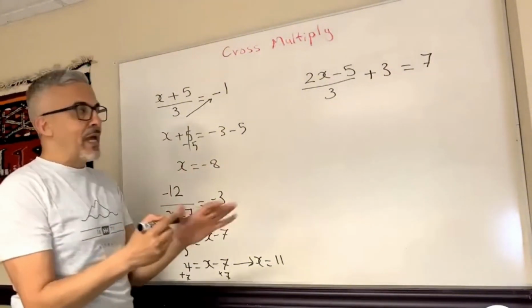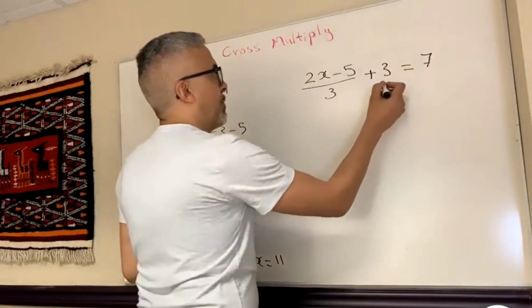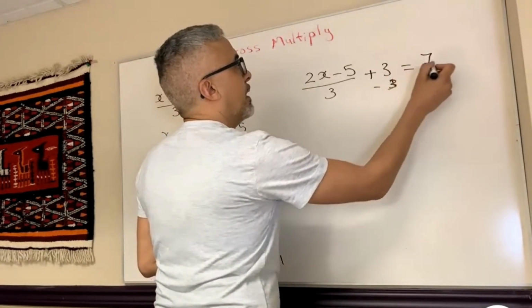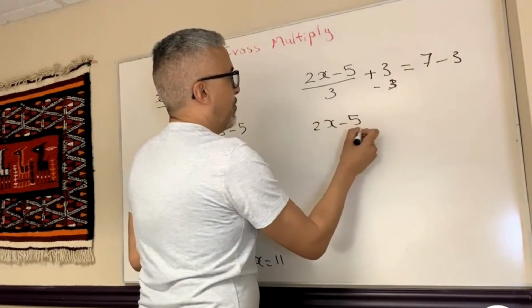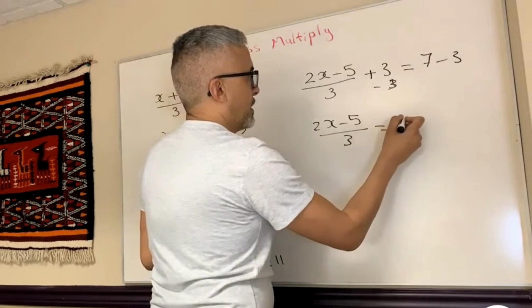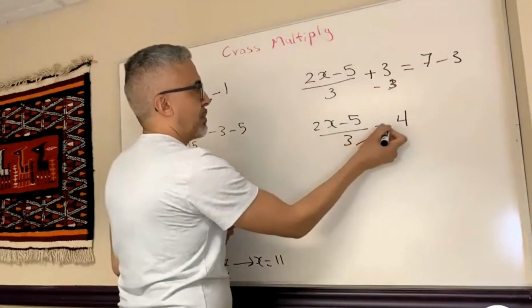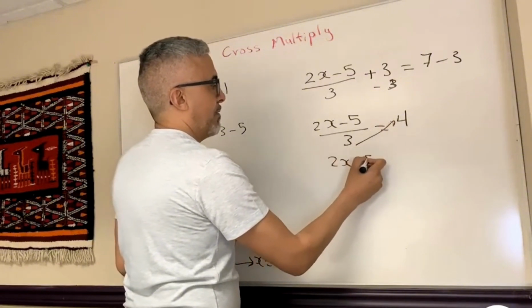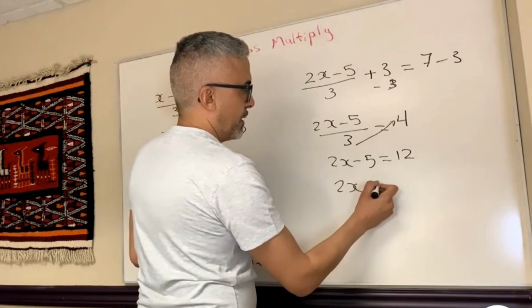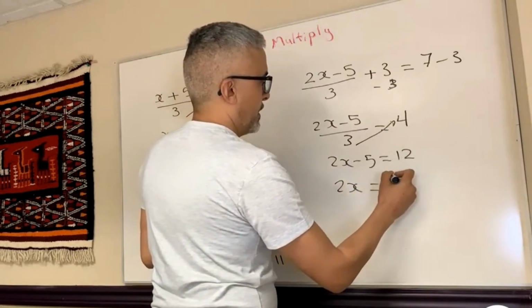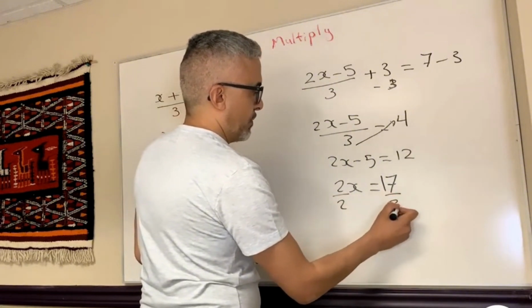But easy. I could make this 1 term here and move this there, and this becomes 1 term. So basically what I'm doing, I'm minusing 3 from here and minusing 3 from here, and this becomes 2x minus 5 over 3 equals 7 minus 3, which is 4. Now, again, just cross multiply the 3 into there. So 2x minus 5 equals 12. And then 2x equals 17. And therefore divide both sides by 2.